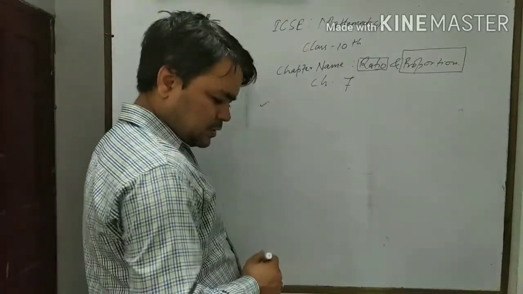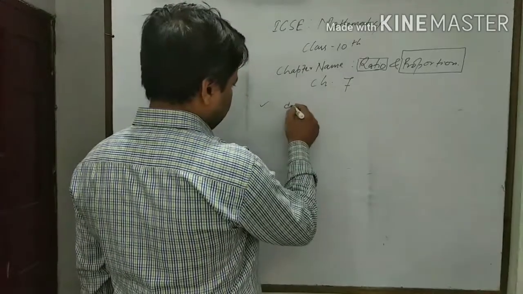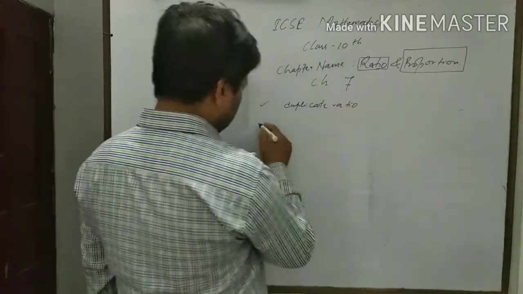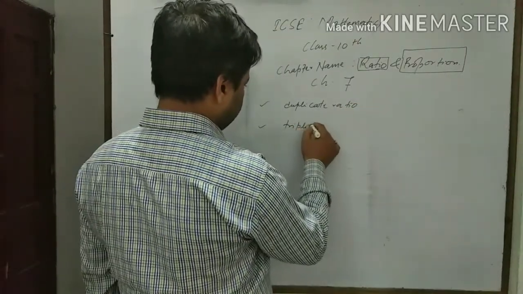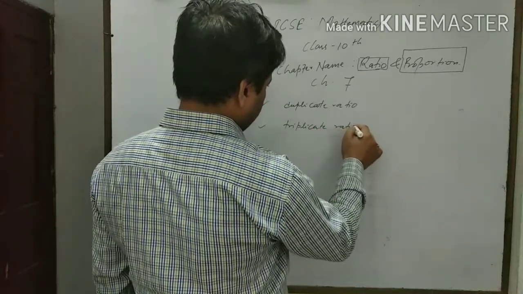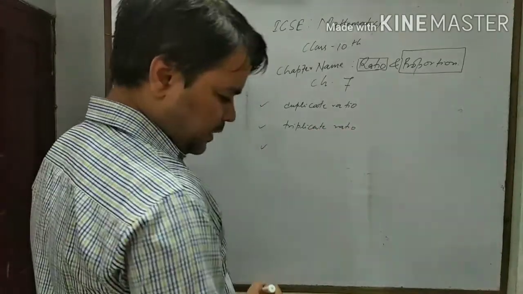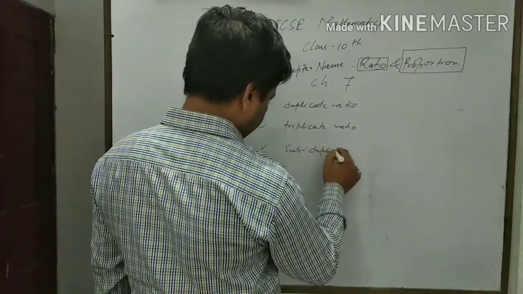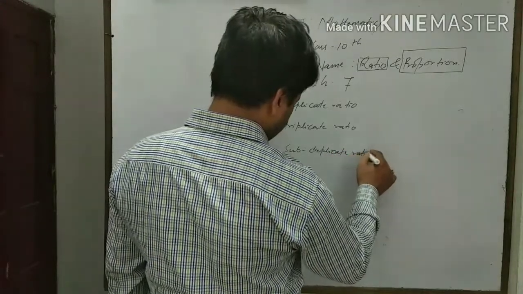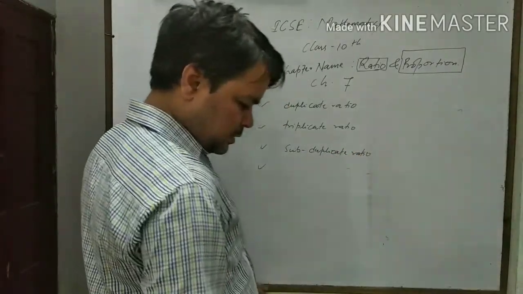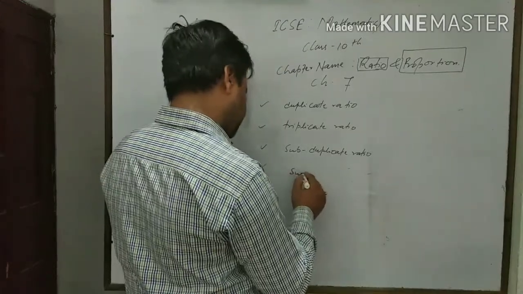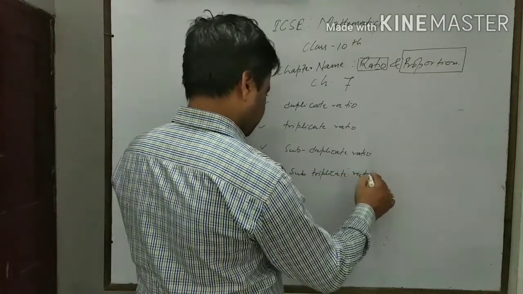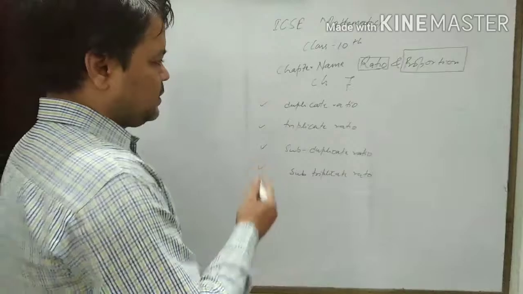The first one was the compounded ratio. Now we discuss the duplicate ratio, again duplicate ratio, subduplicate ratio, and subtriplicate ratio. Okay, so let us see with the help of an example.